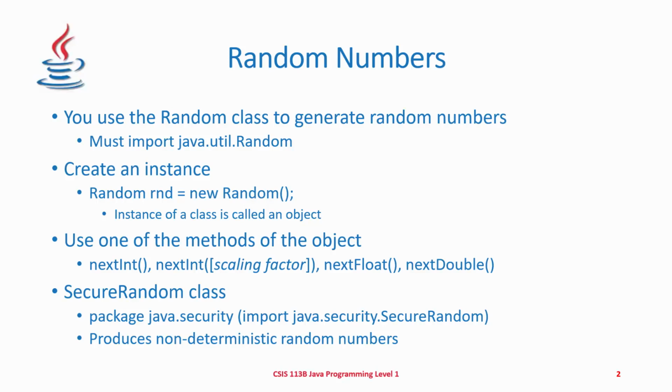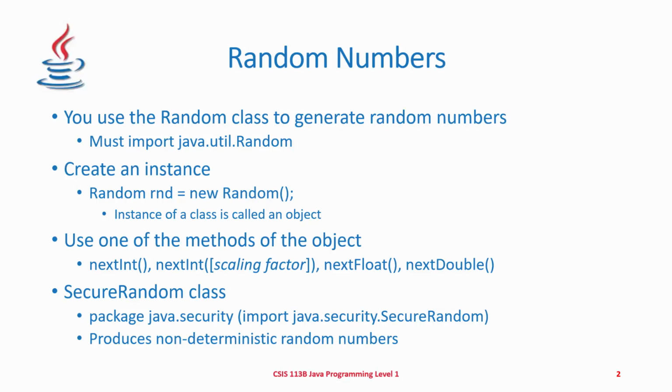Once we have imported the Random class, we'll need to create an instance of the Random class, just like we did with the Scanner class. In the example you can see here, we're creating a variable of type Random, calling it rnd, and assigning it using the new operator with the Random class. The Random class has several methods: nextInt, where we incorporate a scaling factor, and we'll look at that a little later on, nextFloat for float types, and nextDouble for doubles.